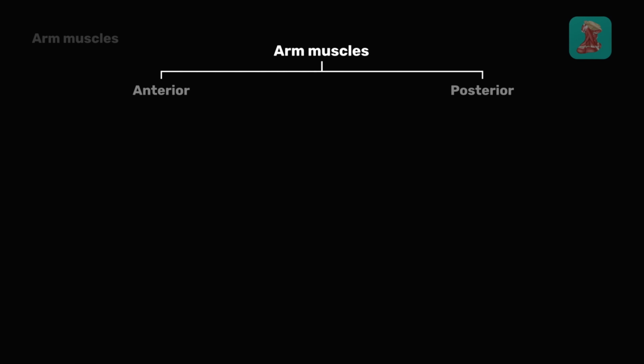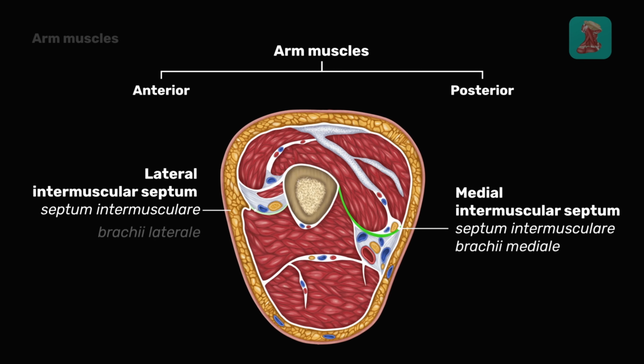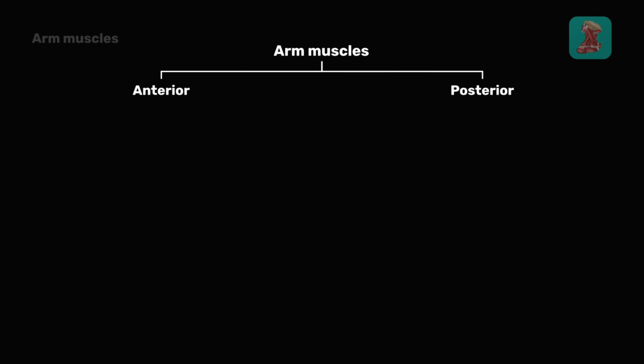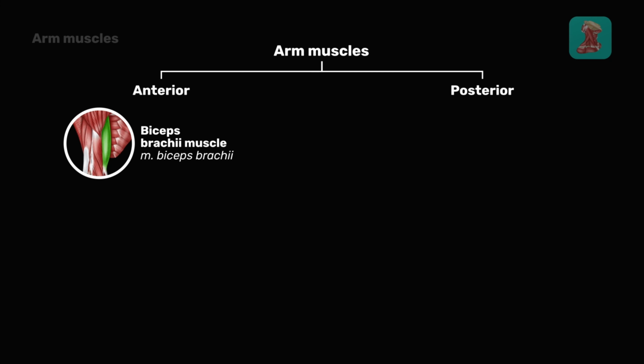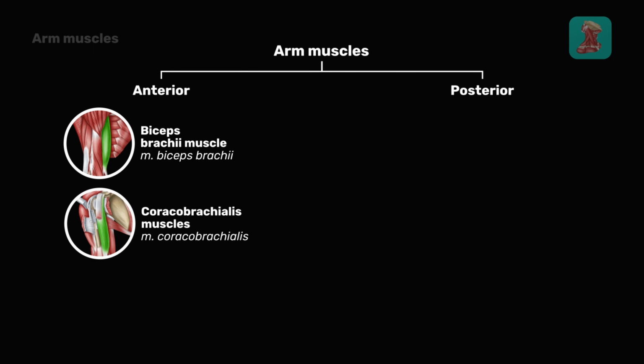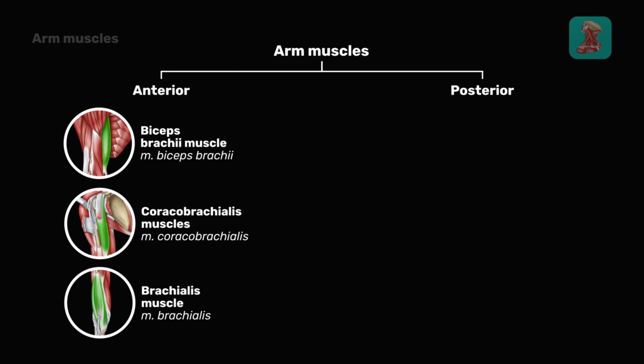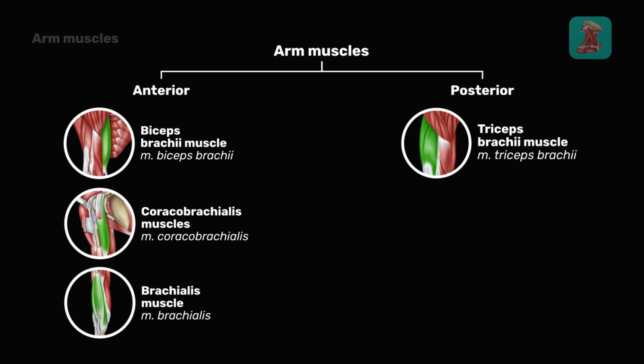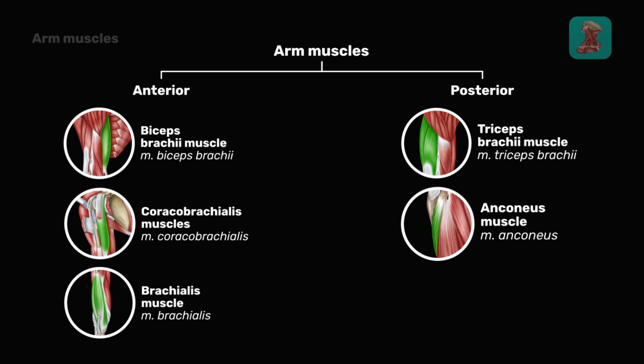There are two groups of arm muscles, anterior and posterior. They are separated by the so-called medial and lateral intermuscular septa. The anterior group consists of the flexor muscles. These include the biceps brachii muscle, the coracobrachialis muscle, and the brachialis muscle. The posterior group consists of the extensor muscles. These include the triceps brachii muscle and the anconeus muscle.